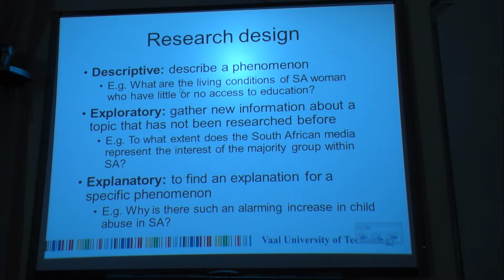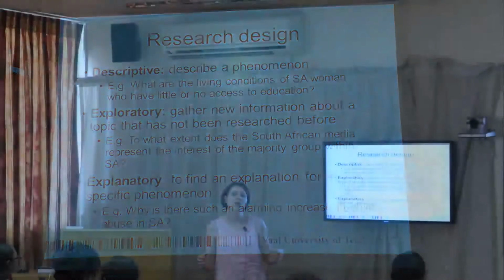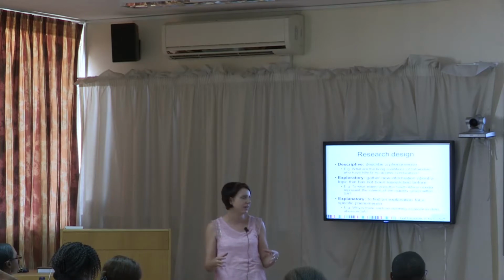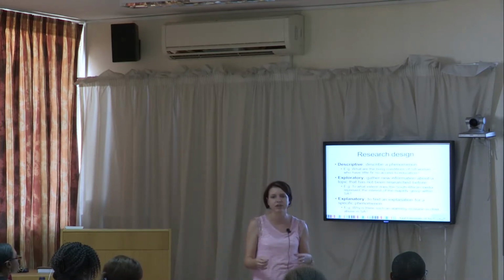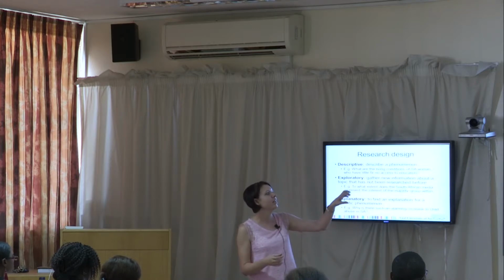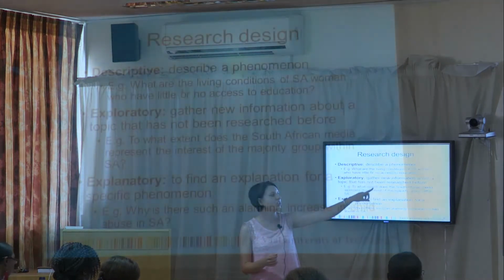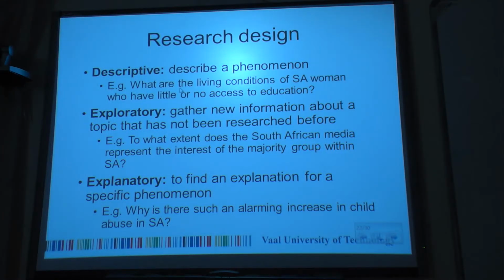For example, what are the living conditions of South African women who have little or no access to education? This question basically just asks us to describe the living conditions of South African women who do not have access to education. So how do their living conditions look? Where do they live? Describing the conditions where they live. What do they have access to where they live? So it describes a specific phenomenon. The phenomenon in this case is the living conditions. So descriptive research is about describing. So you ask questions like what?